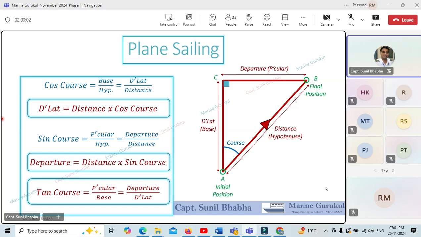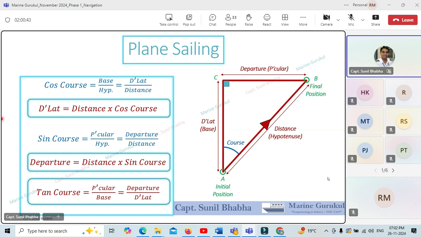Yes, sir. And sir, what is the difference between departure and distance? Okay. Now, I believe this doubt comes from the fact that when we were doing parallel sailing, departure was equal to distance, right? Departure is basically the east-west distance between any two positions. Now, when you are doing parallel sailing, the positions are east-west of each other, beta. They are both on the same parallel of latitude. So departure becomes equal to the distance in that case.